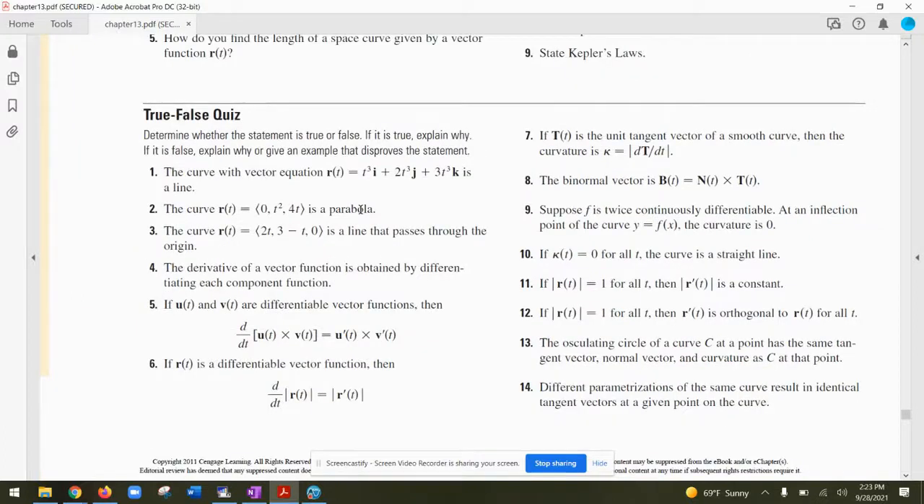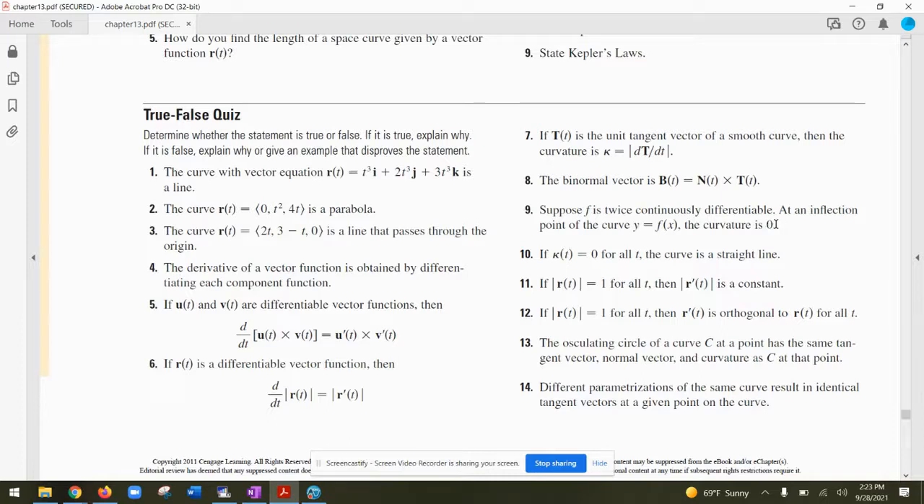Okay, let's do the true false. I think we left off at 8. Okay, it's on the board. All right, so let's take Mike. What is 8, true or false? False. Good. It's T cross N. Good. 9. Suppose f is twice continuously differentiable. At an inflection point of the curve y equals f of x, the curvature is 0. Is that true?